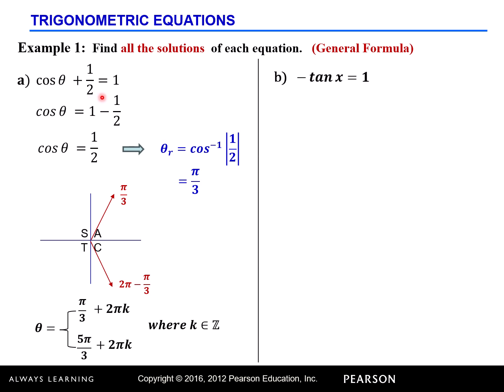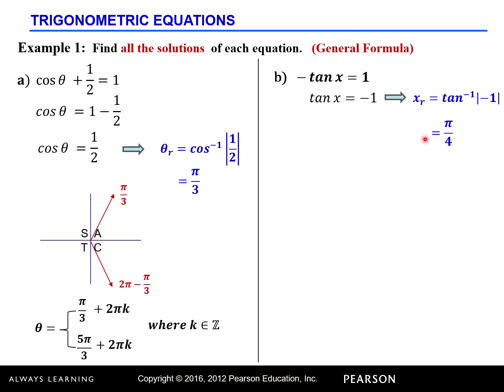Then for the second equation, negative tangent x is equal to 1. So x here is the angle. First, we have to isolate the trigonometric function, which is tangent x. Since it is multiplied by a -1, we have to divide or multiply both sides by -1. So we will get tangent x is equal to -1. Then again, we have to get the reference angle. The reference angle for this is inverse tan of the absolute value of -1, and if you press this in the calculator in radian mode, it will give us pi over 4.